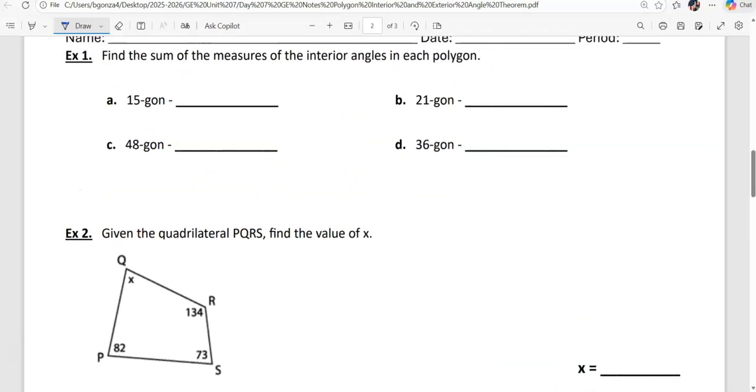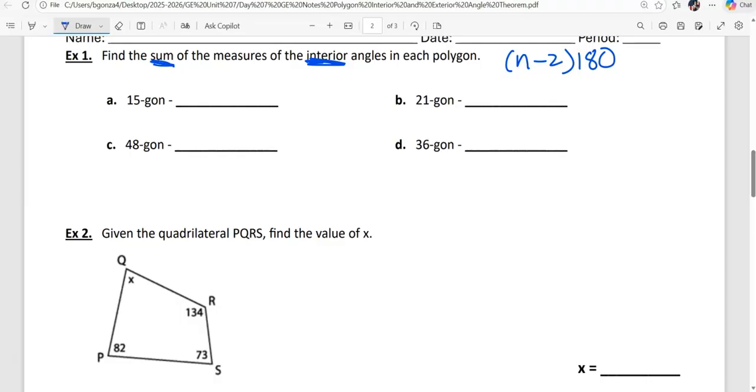Now, it says, find the sum of the measure of the interior angles. So look for this keyword. When you see the word sum, okay, and then interior, we just wrote this down. I'm going to write it right down. Write it here again. N minus 2 times 180. Okay. What does n stand for? Number of sides.